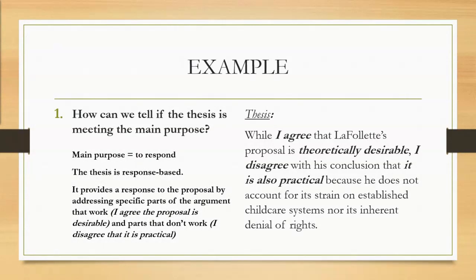So we can tell the thesis statement is meeting the main purpose, which is to respond. It is response-based, and it is responding specifically to La Follette's proposal, and it's talking about the different arguments within that proposal. It's talking about La Follette's claim that licensing parents is theoretically desirable, and we're saying, okay, sure, maybe it's desirable, but in this thesis statement, we're saying it's not practical, okay? So we are breaking down the parts of the argument that work, or that we are going to respond and say do work, or the parts of the argument that we believe don't work, okay?